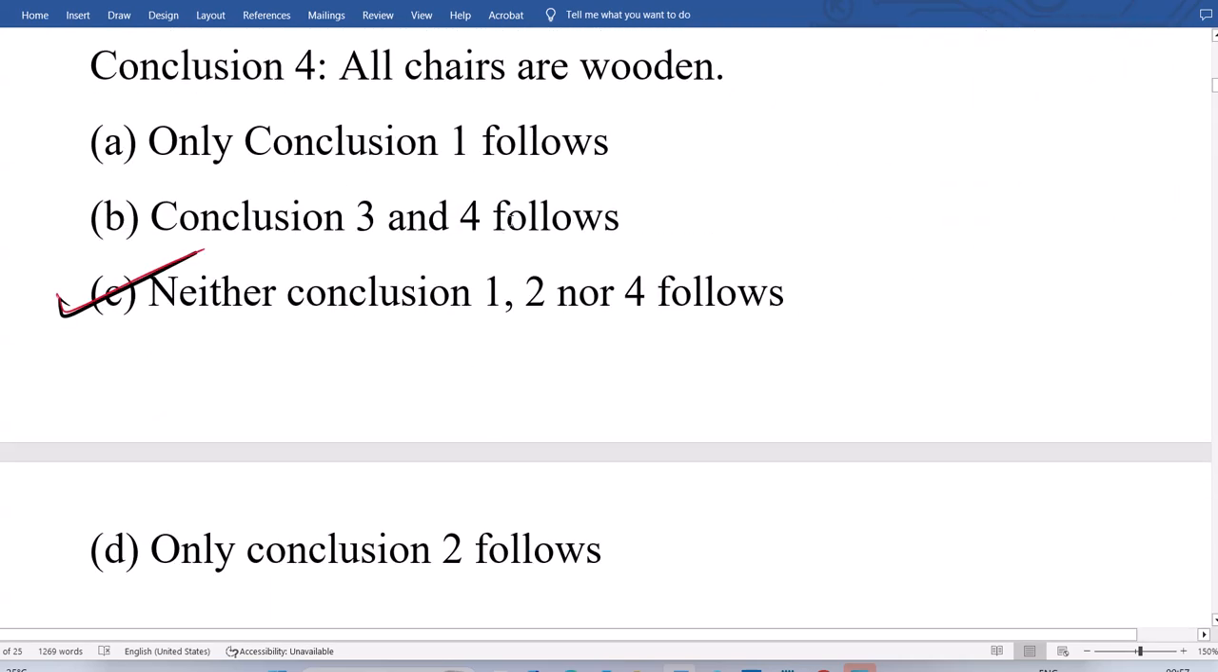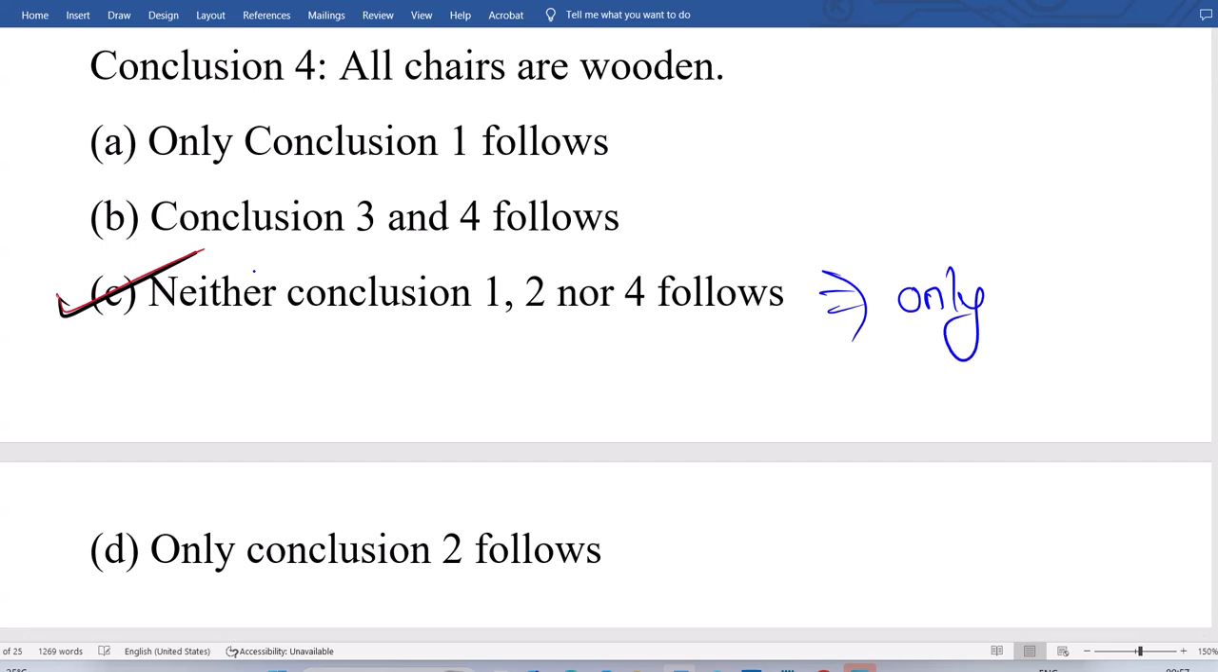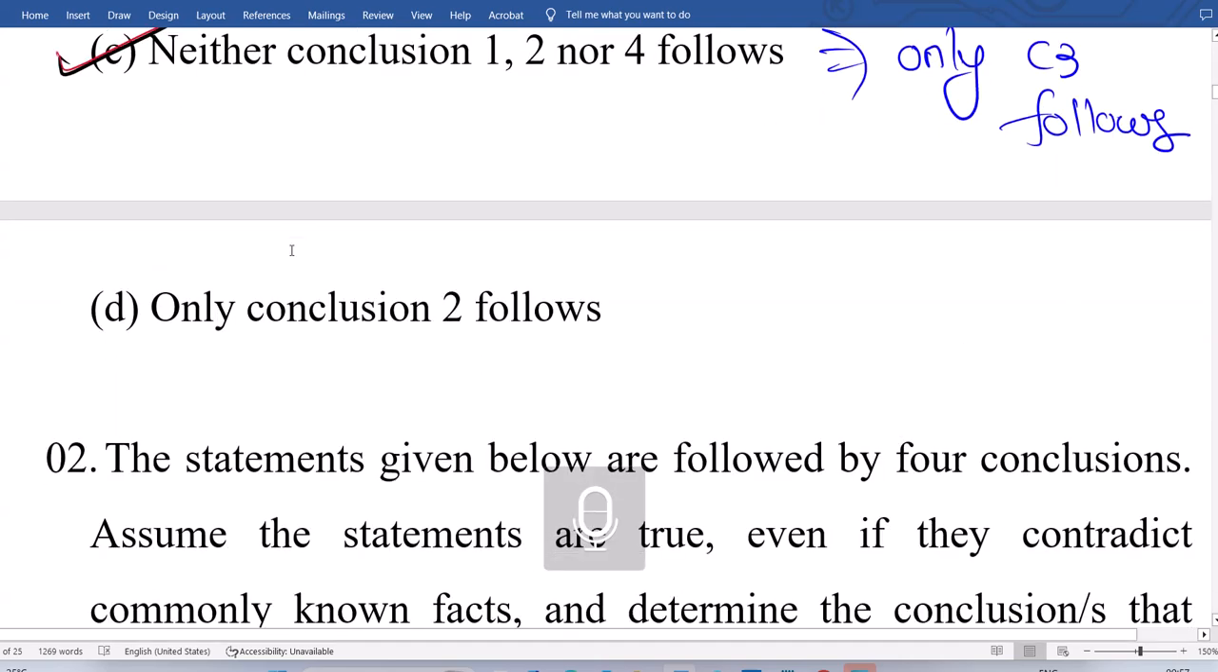I'll go for the options. There is nothing called none follows. None follows is not there. Then I have to go for only 3 follows. Only 3 follows is given indirectly in option C. The good thing is the options are given in a different style. This is what only conclusion 3 follows means, indirectly mentioned. Good thing. Now let's see the next question.